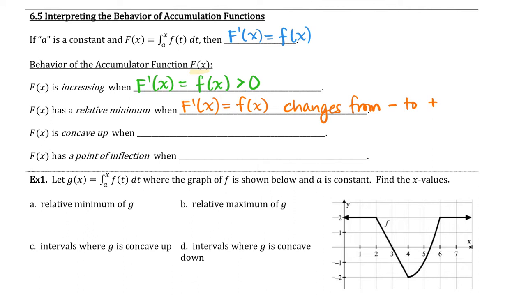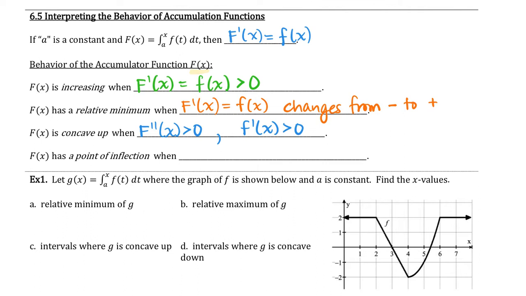Okay, if I want to know if F of x is concave up, I'm looking at the second derivative. So I want to know if the second derivative is positive, because the first derivative of big F of x is little f of x, and the second derivative of big F of x is f prime of little x. So I can look for either of these statements to be true to prove that this is concave up.